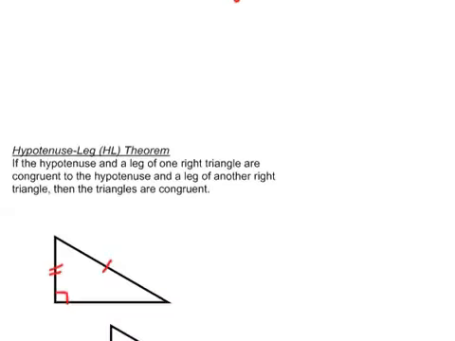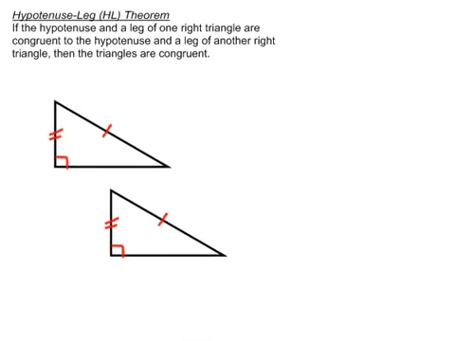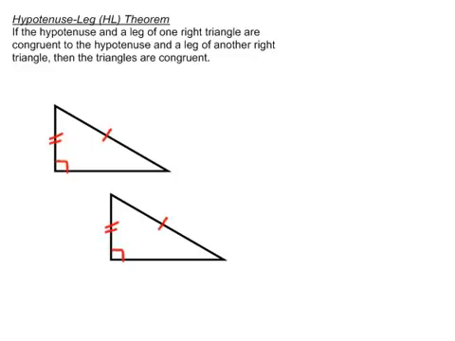The Hypotenuse-Leg Theorem tells us that if the hypotenuse and a leg of one right triangle are congruent to the hypotenuse and a leg of another right triangle, then the triangles are congruent. Well, you're thinking, here's one where we only have to have two parts. Well, actually, we still have to have three parts.